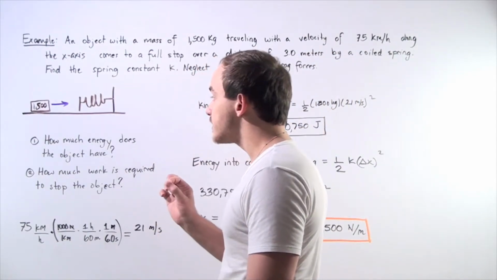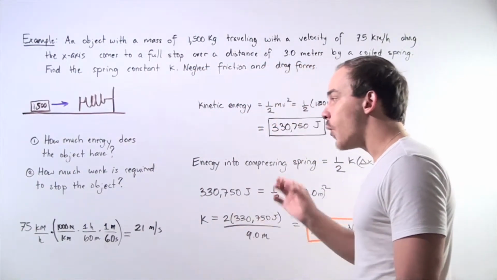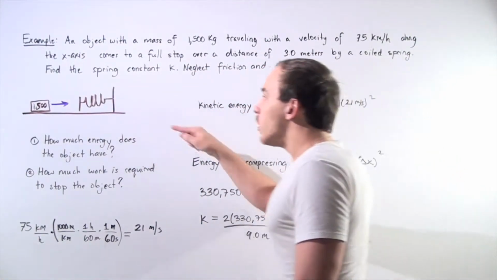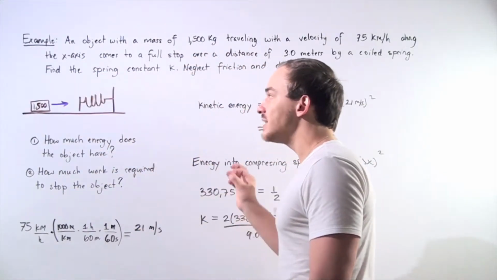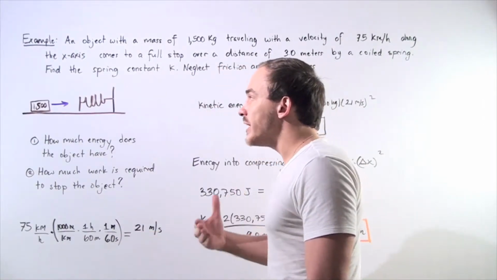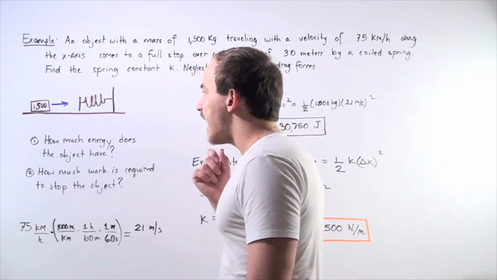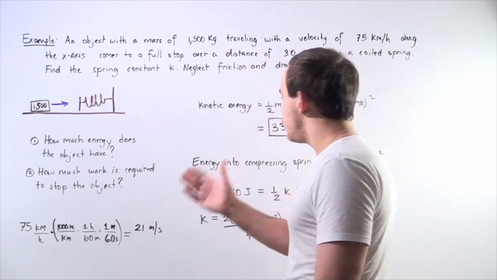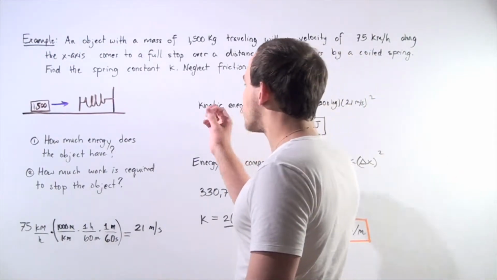So that means if we look at question number two, how much work is required to stop the object? Well, the spring must act on the object. It must do work on the object to stop that object. So in fact, the spring does an amount of work that is equal to the kinetic energy of the object. So we can use our equation, which we'll look at in a second, to solve for our spring constant K.